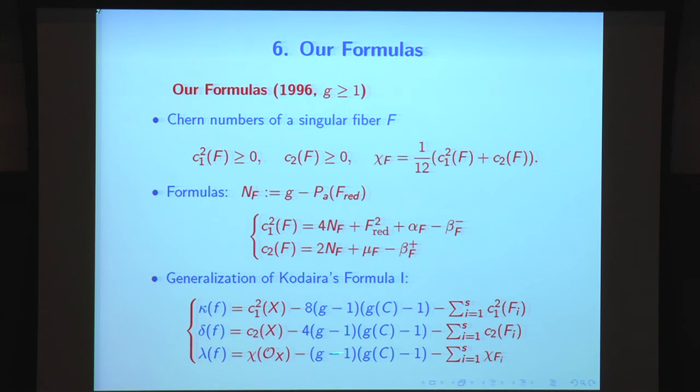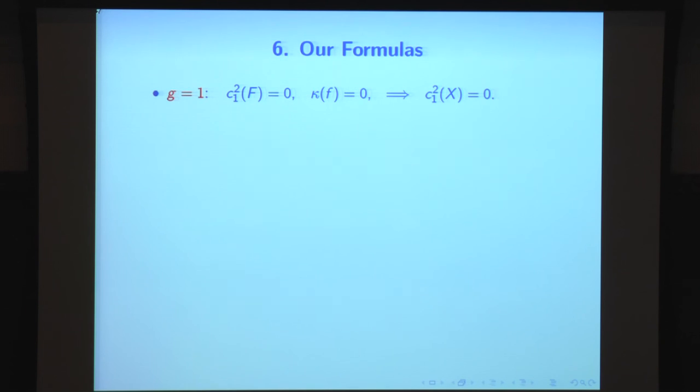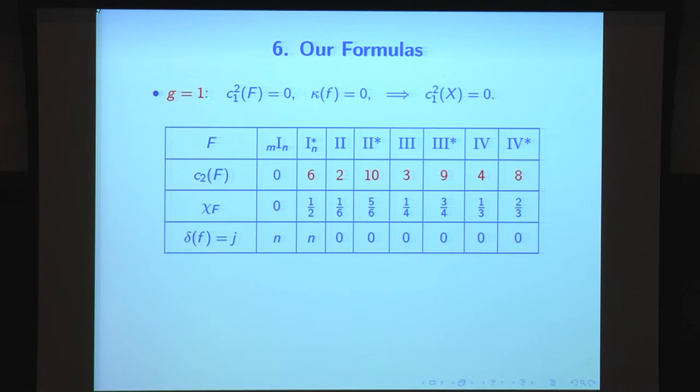Okay, this is our generalization. This is the modular invariant. This is the Chern numbers. This is the constant part. This is the contribution of the singular fibers. So in a genus one case, this is exactly Kodaira's formula. In this case, C1 square of any singular fiber is zero, and kappa F is also zero because C1 X is zero. Here is the local contribution of the 8 types of singular fibers.